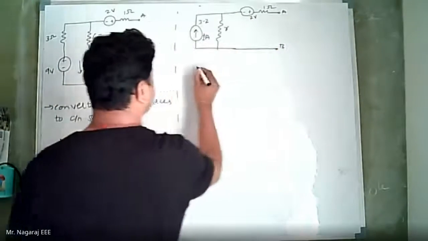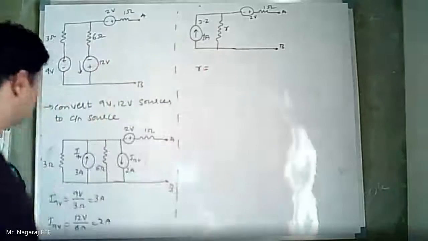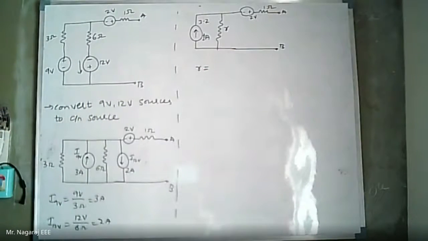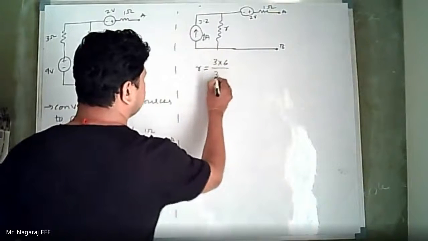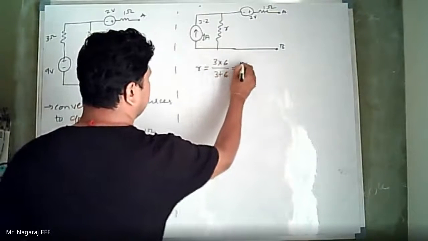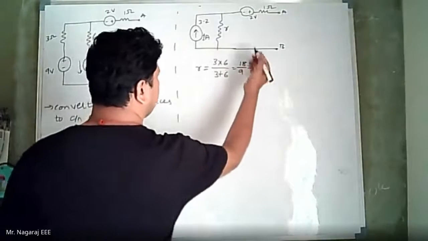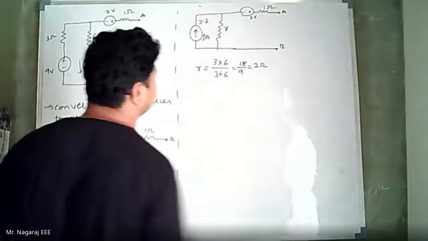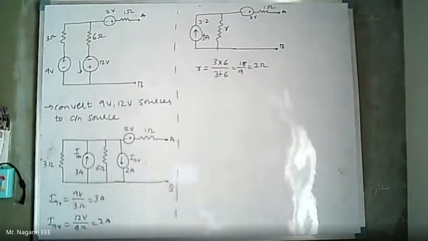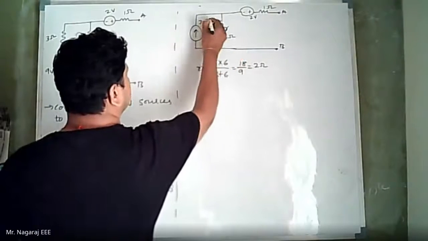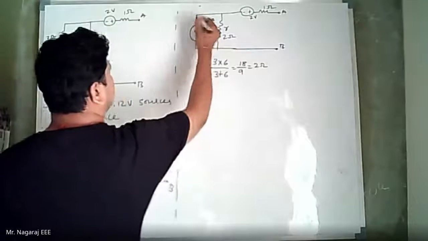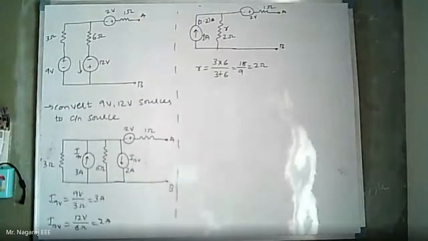Now what is the resistance R? R is the parallel combination of 3 ohm and 6 ohm. So R is equal to 3 into 6 divided by 3 plus 6. So 18 by 9, it is 2 ohms. Okay, so R is 2 ohms. 3 minus 2 amperes. Don't get confused at a later stage. Now I have a current source and a voltage source.